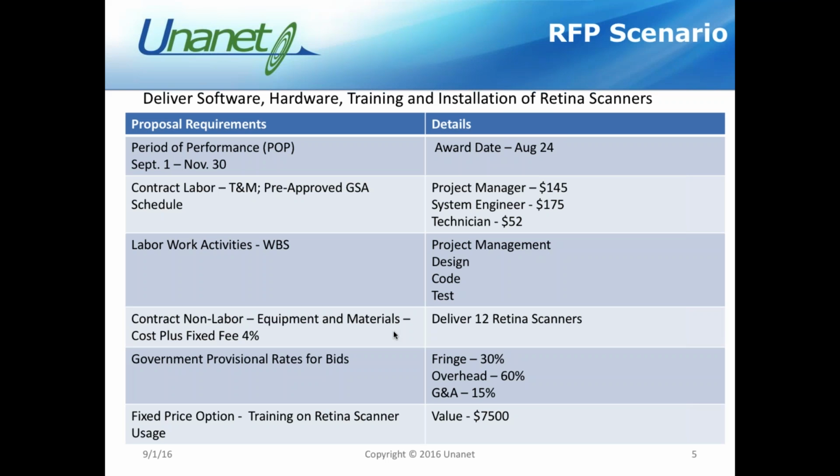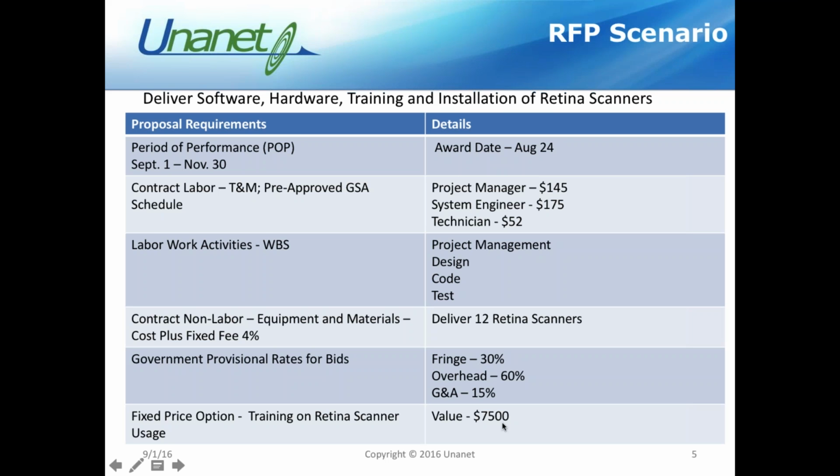I do have provisional rates for my bid, and that is to capture fringe, overhead, and G&A at these particular rates. So I'm going to be able to look at my overhead or indirect rates and the allocation of those rates and cost to the project cost for the total project cost, especially for my cost plus contract. And then finally, I have a fixed price option to do training on the retina scanner usage, and that's a maximum fixed price value that the customer is going to give of $7,500.